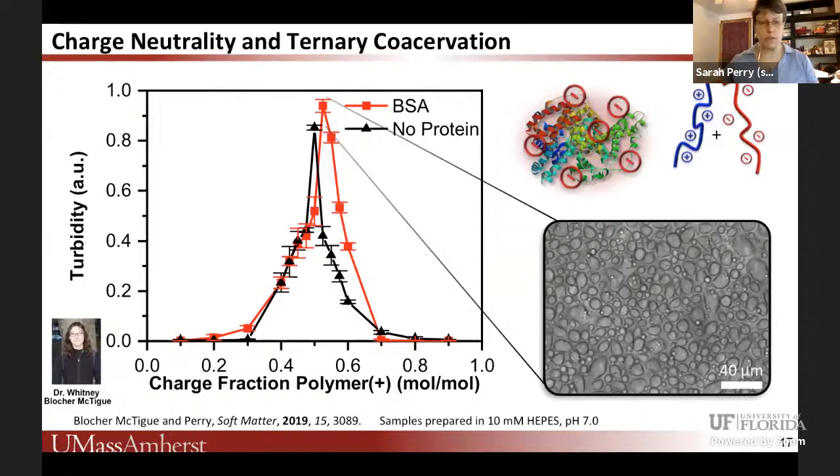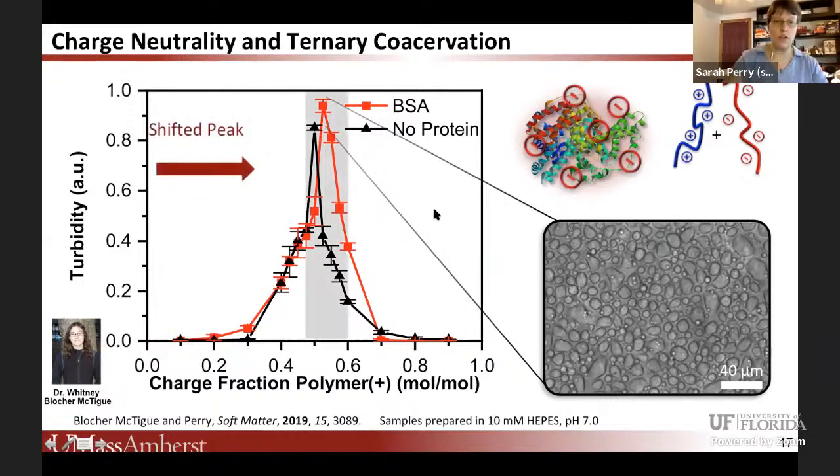And so this is all work done by my former student, Dr. Whitney Blocker-McTighe, where she kept polymers the same, two polymers, changing the ratio of the two polymers, and then added in a constant level of protein across the entire system. And so just for comparison, this black data is very similar to the turbidity data I showed you before. And if I add in bovine serum albumin, which is negatively charged, you see a shift in the turbidity peak.